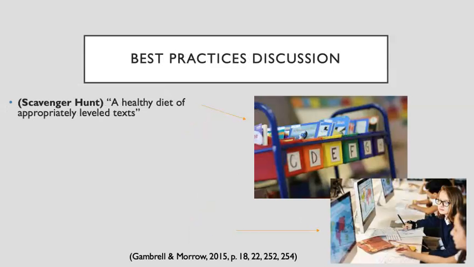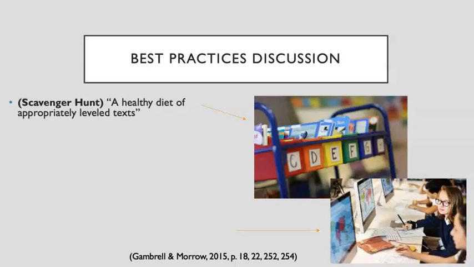So when we talk about best practices, I'm going to talk about an activity and link it to a quotation from Gambrell and Morrow. Firstly, I want to talk about the scavenger hunt, which is a central activity of the subunit. Really, it entails taking a bunch of different texts about the space race from many different perspectives, or I would say mainly two different perspectives. And it allows students to navigate those texts.